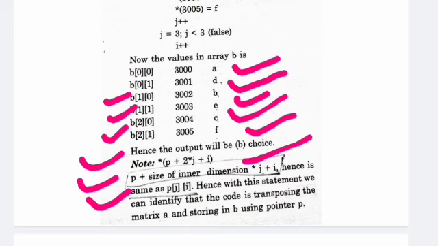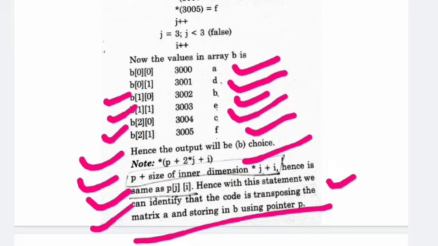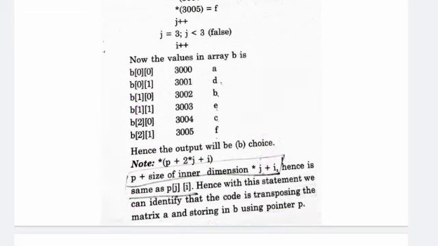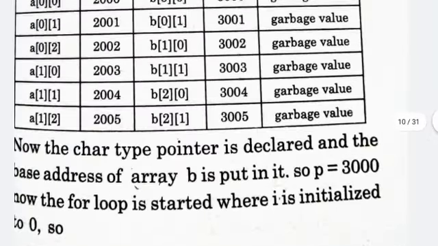Hence with this statement, we can identify that the code is transposing the matrix A and storing it in B using the pointer P. So the correct answer is option B, that is A, D, B, E, C, F. Now come to the next question.